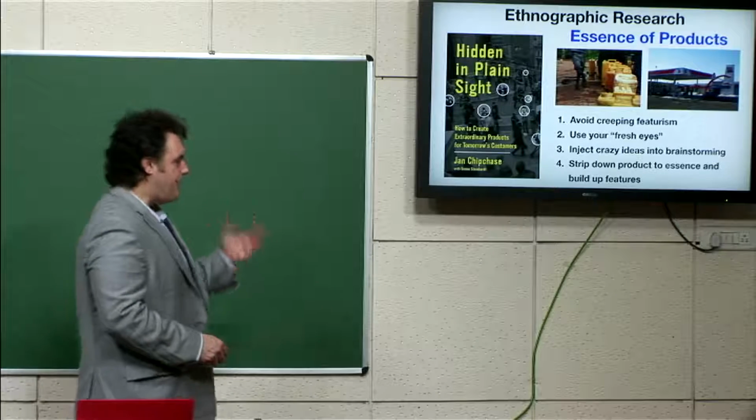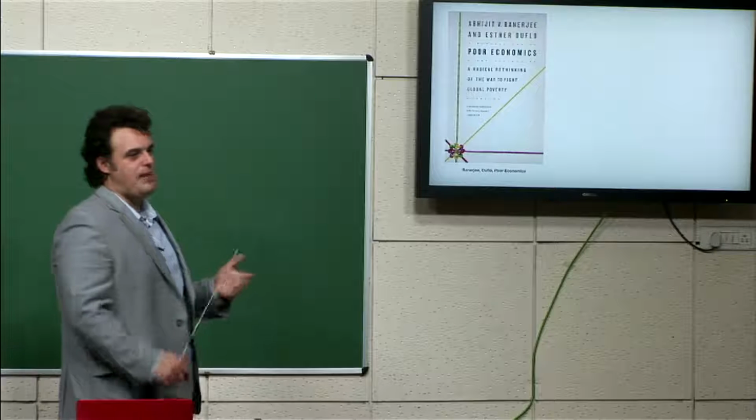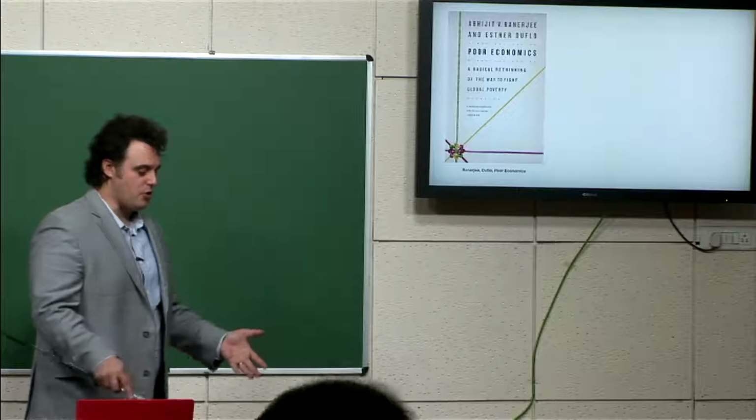And then, yeah, strip down a product to its essence, and then you can build in features and try to assess value. Another important book that I use in my class, I didn't tell you this at the beginning, this short course that I'm teaching now is kind of a condensed version of a semester-long course I teach at MIT. And Hidden in Plain Sight and Poor Economics are two books that I use.